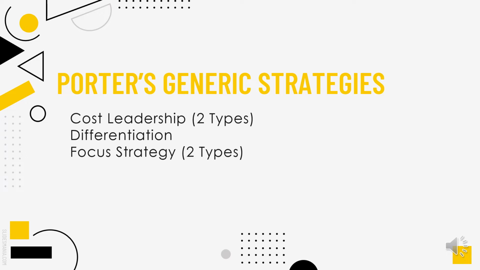So, in continuation of the discussion, I will be discussing Porter's generic strategies. Under here, we actually have five types. The first one is cost leadership. Under cost leadership, we actually have two types. Type 1 is low cost strategy, while type 2 is the best value strategy. Type 3 is differentiation, and the last one is focus strategy.